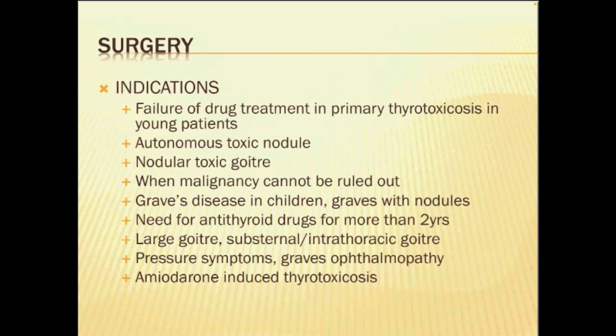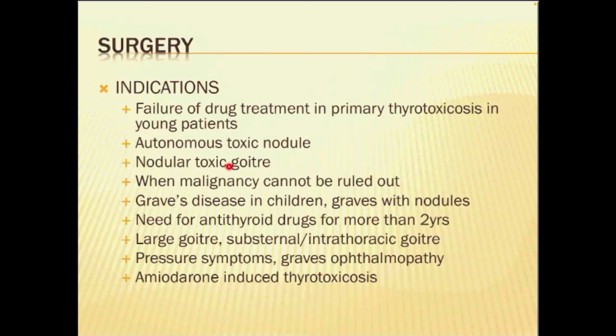So coming to the surgical management of hyperthyroidism, what are the indications for surgery when the patient presents with hyperthyroidism? If the medical management fails, we will go for surgical management. If there is an autonomous toxic nodule, what is autonomous? There will be a nodule which produces T3 and T4 irrespective of TSH level. This nodule will not be controlled by TSH level. That is called an autonomous toxic nodule.